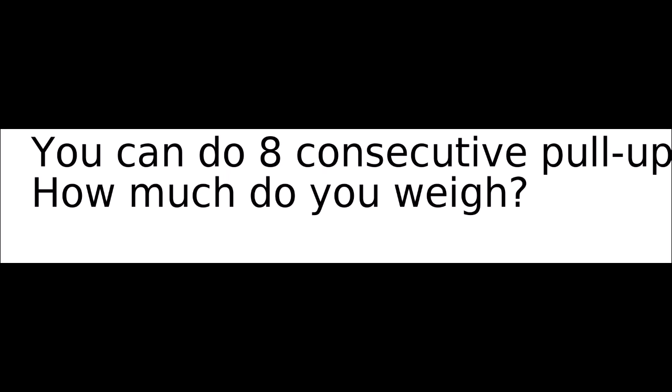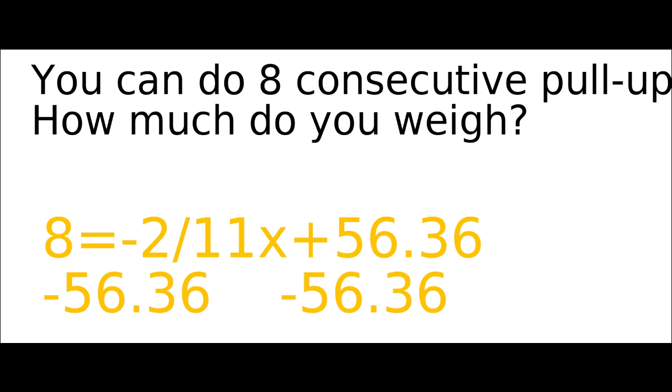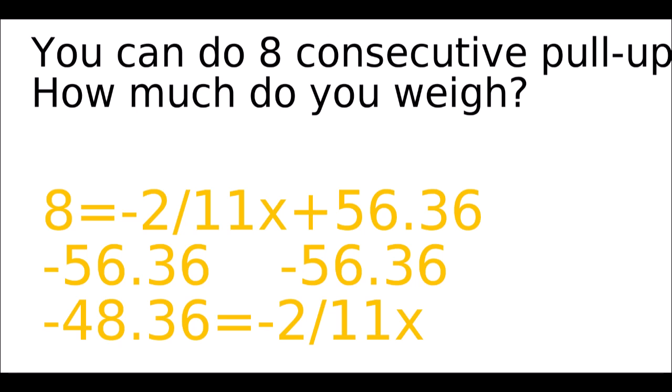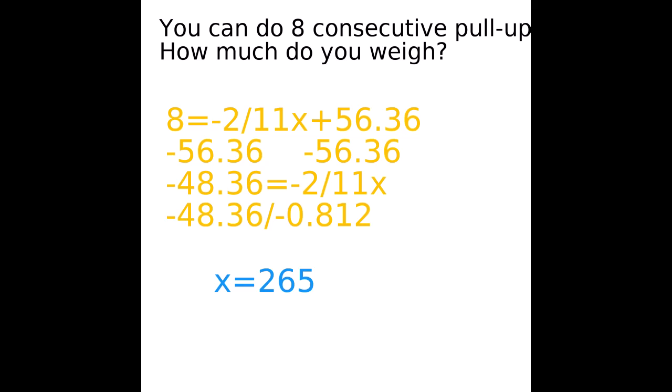For question E, it says you can do 8 consecutive pull-ups. How much do you weigh? So here we're going to plug in 8 for y. So 8 equals negative 2 over 11 x plus 56.36. So subtracting 56.36 from both sides, we get negative 48.36 equals negative 2 over 11x. So negative 48.36 divided by negative 0.182, we get x equals 265.